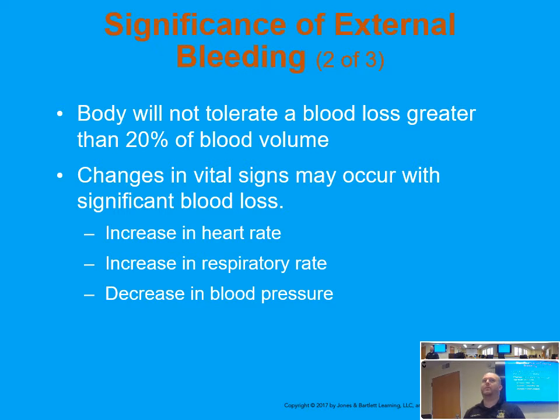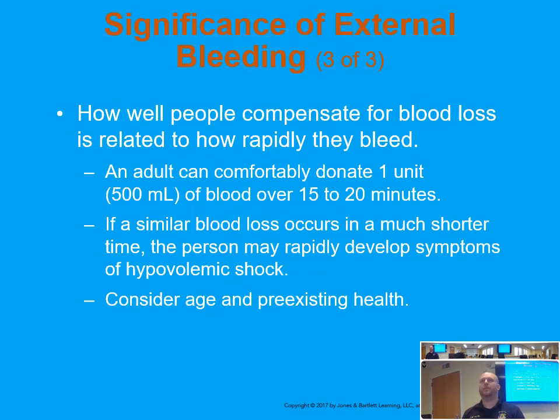Changes in vital signs may occur with significant blood loss. They include an increase in heart rate, where the patient should be tachycardic with a heart rate above 100, a decrease in respiratory rate, and a decrease in blood pressure below 120/80, which is our gold standard perfect blood pressure. Not all patients that have a blood pressure below 120/80 are hypotensive or hypoperfusing. It definitely depends on the patient's normal.